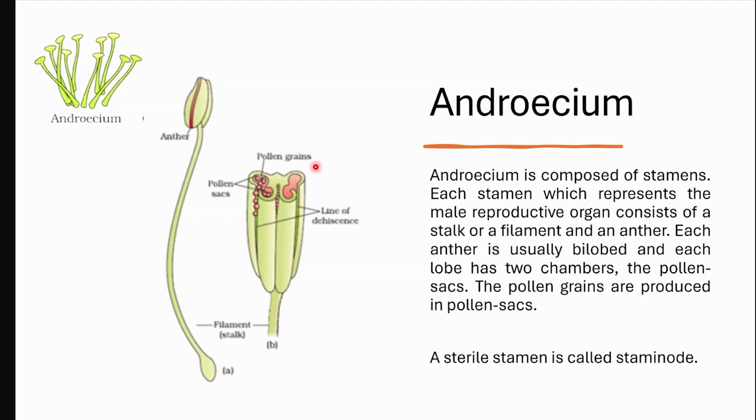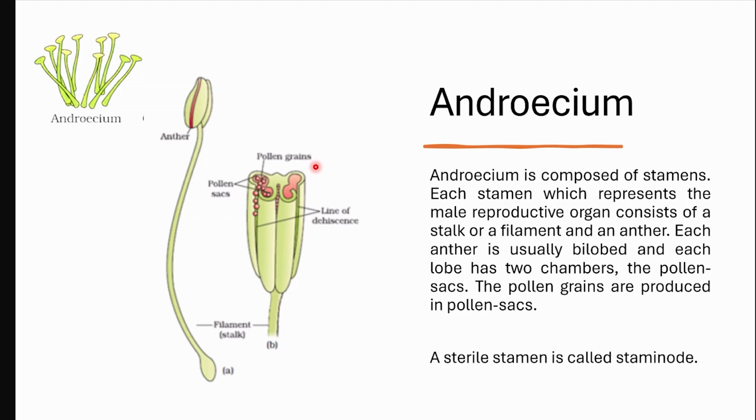One was the calyx, the other was the corolla. Now we come to the first sexually important whorl of the plant, that is androecium. There are two whorls responsible for sexual reproduction in the plant. One is androecium, the other one is the gynoecium.